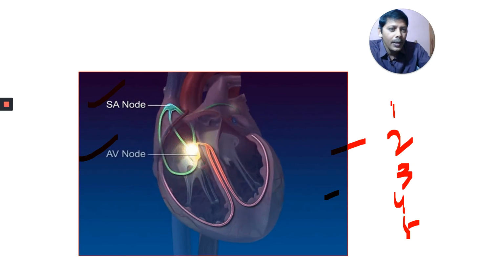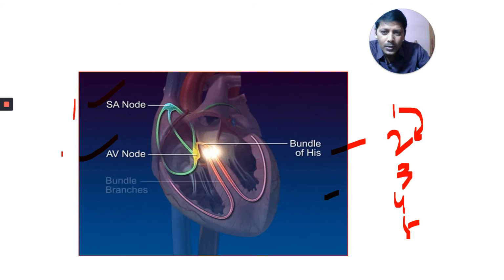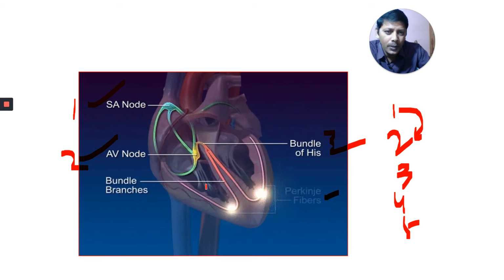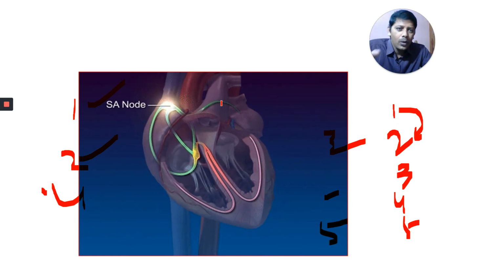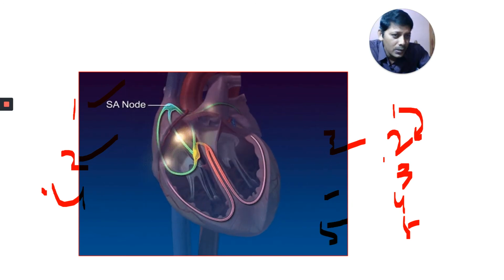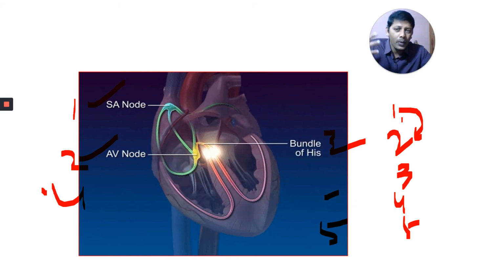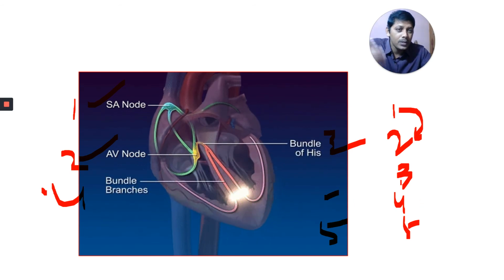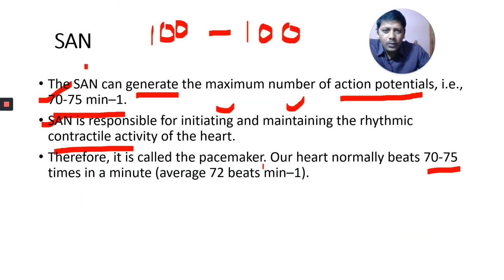The action potential is coming from this one to this one. This is 1, this is 2, this is 3, this is 4, and this is 5. You can observe here how important this is. They ask the sequence, how the action potential is transmitted from the SA node to the Purkinje fibers. This is the sequence. Therefore it is called the pacemaker. Our heart normally beats 70 to 75 times in a minute.